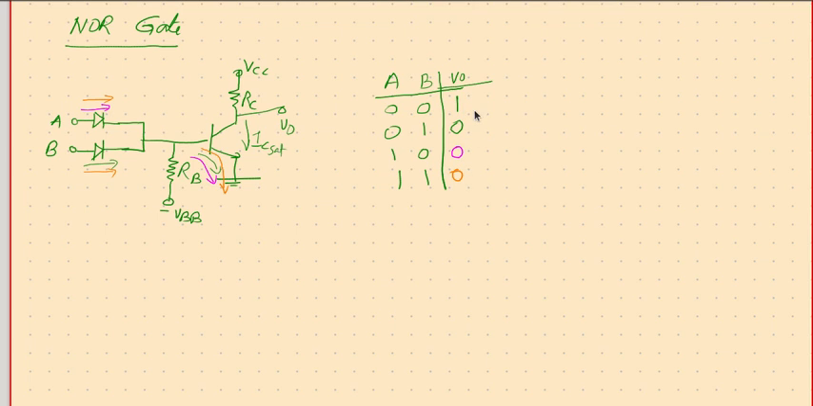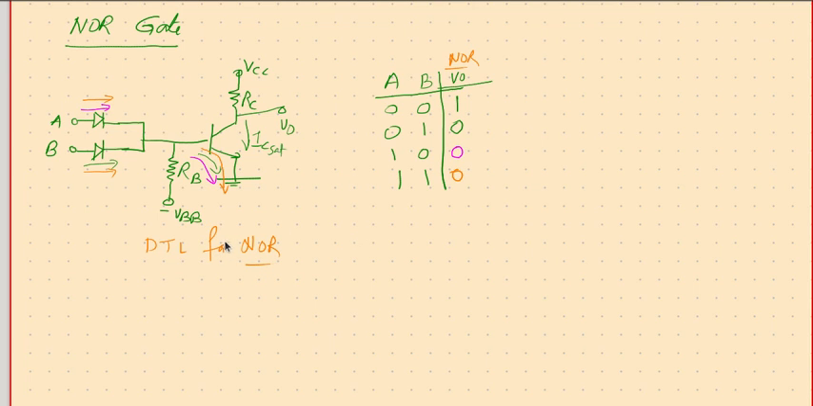So does anything click in your mind? Yes, this combination 1000. Yes, definitely this is your NOR operation. So this is a DTL circuit for NOR operation.